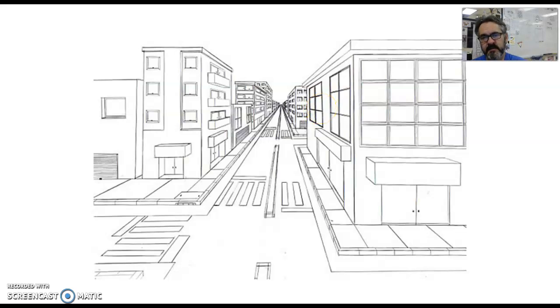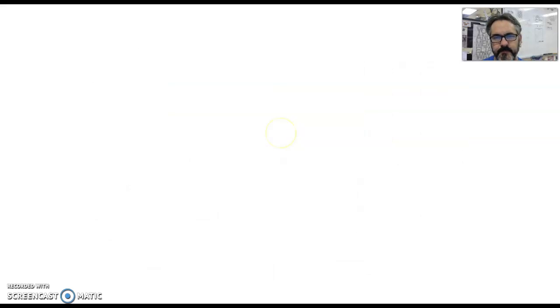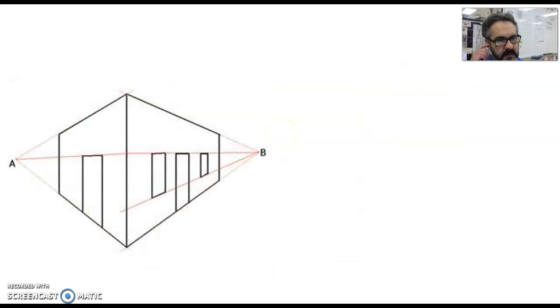A drawing like this is not hard to do if you are patient and you are careful and you use a ruler. You can do something like this. Now, this is an example of what's called two-point perspective. And I'm not going to ask anybody to do two-point perspective unless you just want to, but two-point perspective is very similar to one-point perspective.